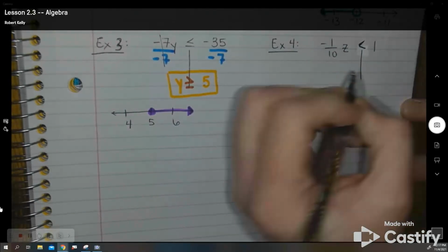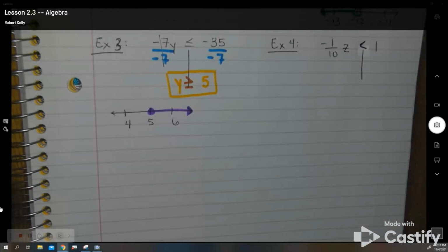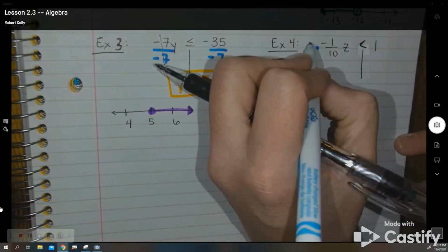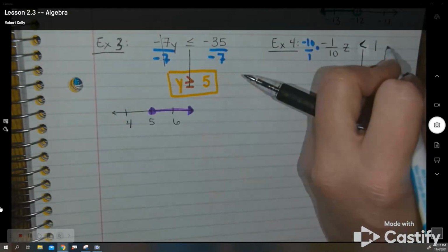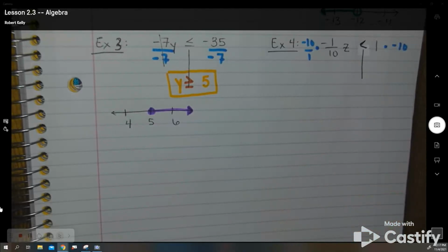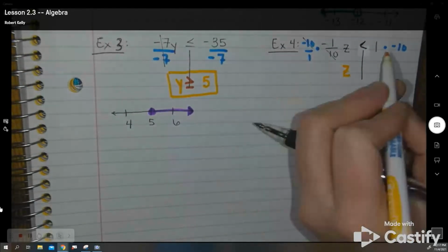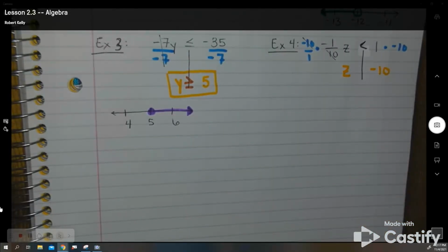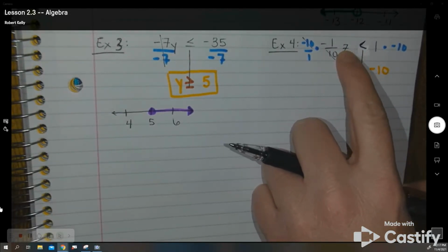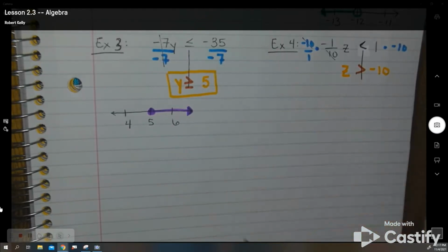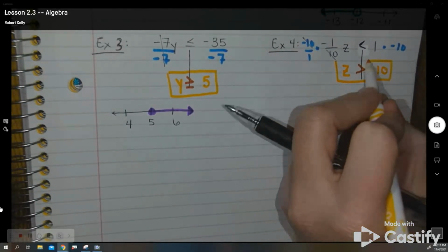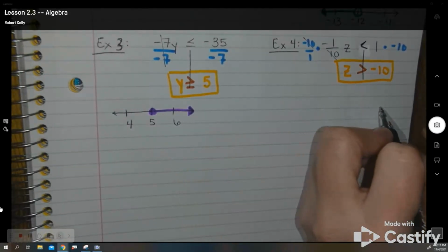So, as with before, if we have a -1/10 times z, I'm going to undo that with multiplication. And I'm going to flip, so it's times -10/1, or on the side, -10. So my -10's cross cancel. I am left with z. 1 times -10 is -10. And originally, the inequality was facing the little side towards the z. We're going to flip it. That little side faces towards that -10. So it's z is greater than -10.